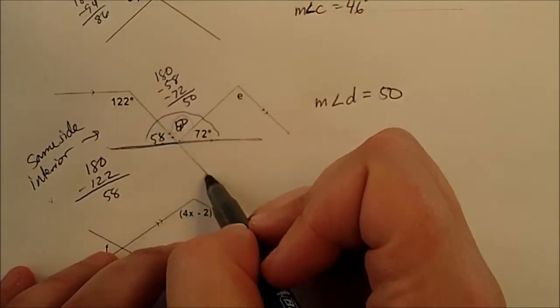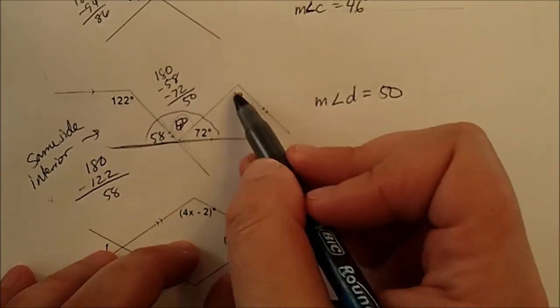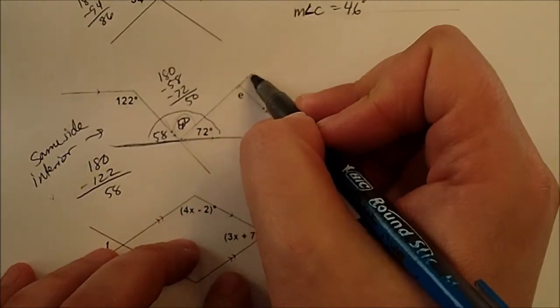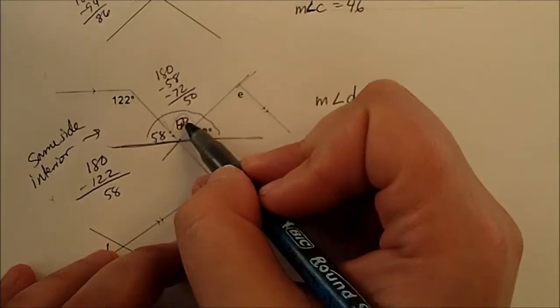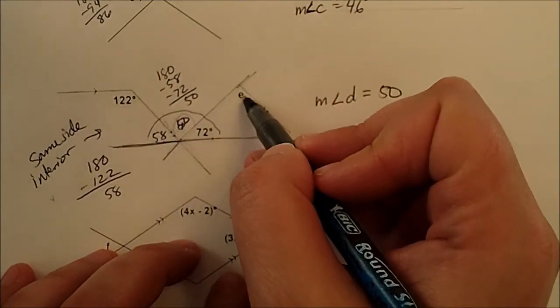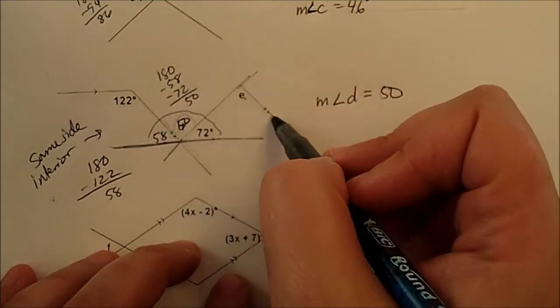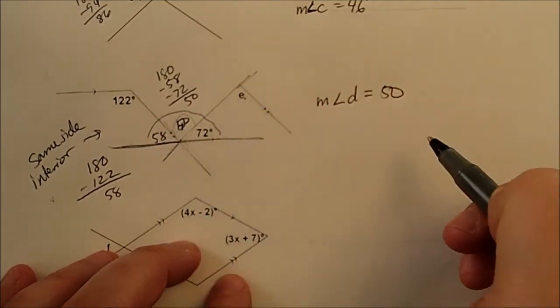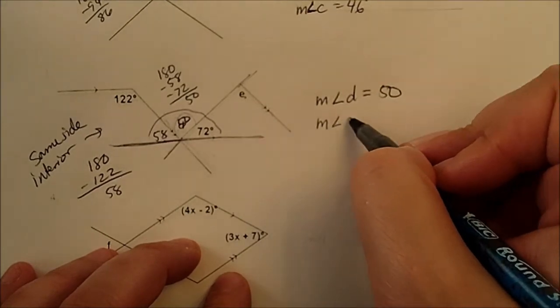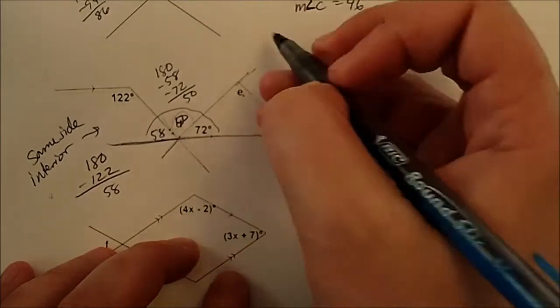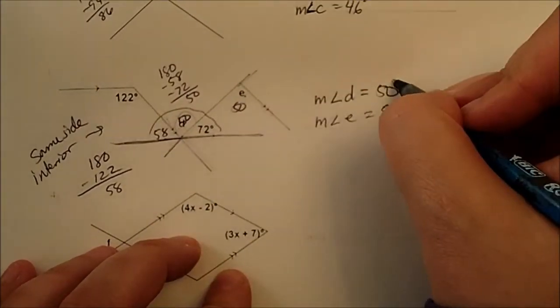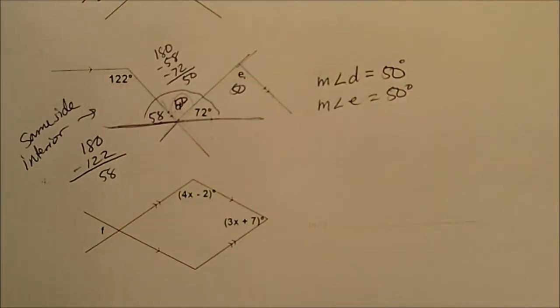Now, look here. We've got parallel lines again, and then this line here also is just a transversal. So 50 on the other side is E, the alternate interior angle, inside the parallel lines. So the measure of angle E is also equal to 50 degrees. Excellent. Doing this with us now?